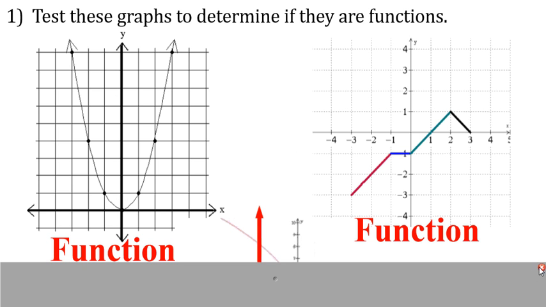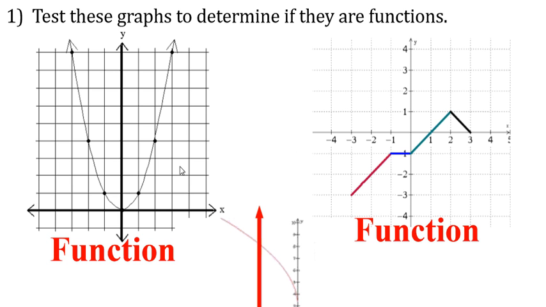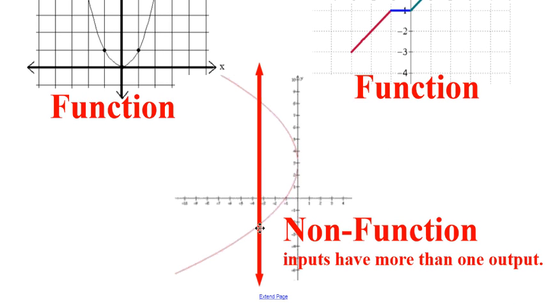So to recap, two functions, one input, one output, one non-function because each input, once we get less than 0, has multiple outputs.